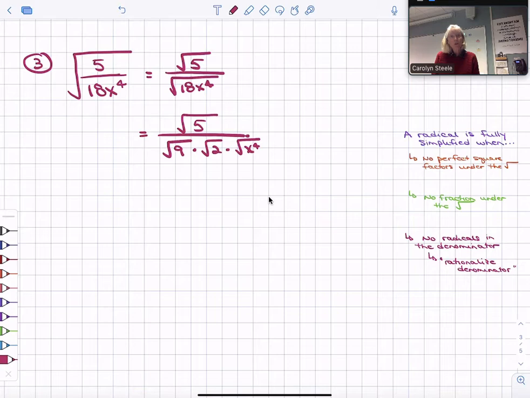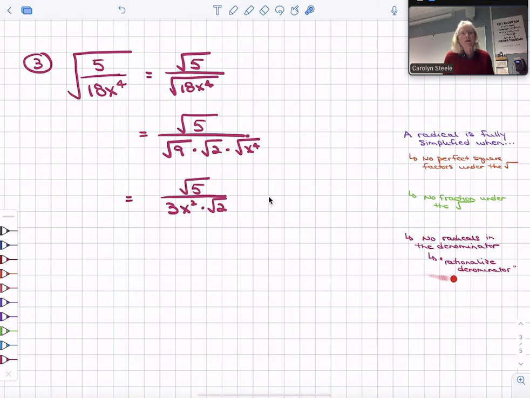The square root of 9 is 3, and for the square root of x to the 4th, x to the 4th is the same as x squared times x squared. If I add 2 plus 2, I get 4. So the square root of x squared times x squared is x squared. I've got the square root of 5 over 3 times x squared times the square root of 2. My last step now is I can't have a radical in the denominator. I've got to rationalize my denominator, and to do that, I'm going to multiply the numerator and the denominator by the square root of 2.